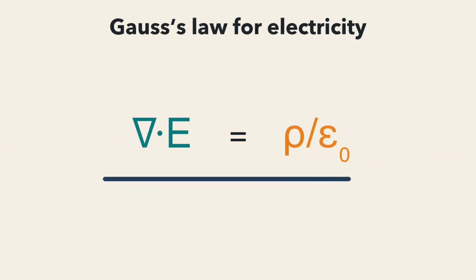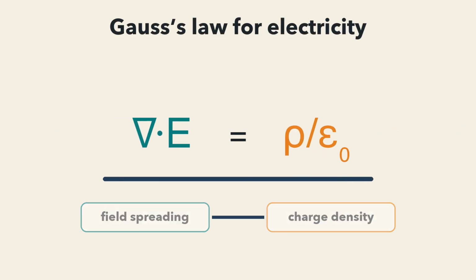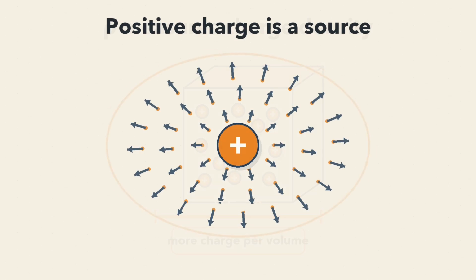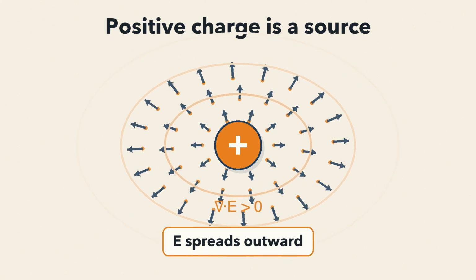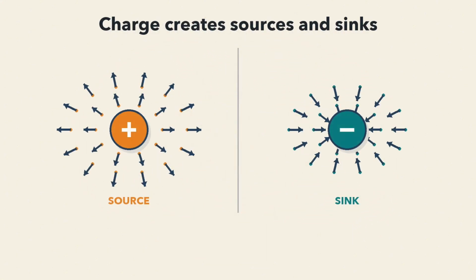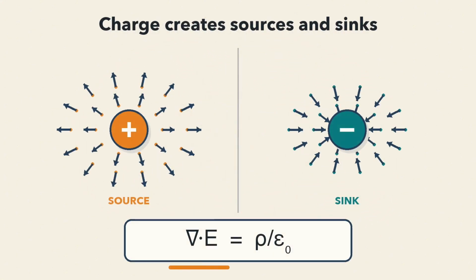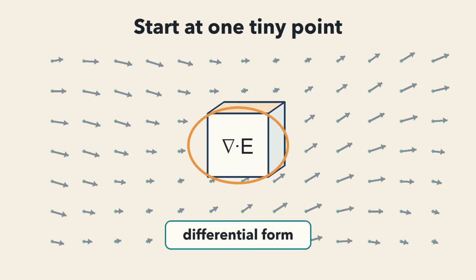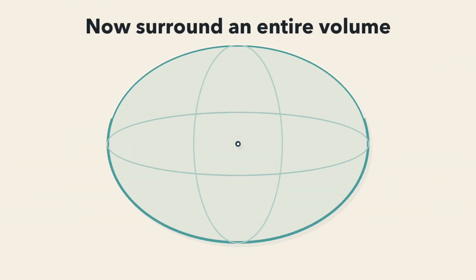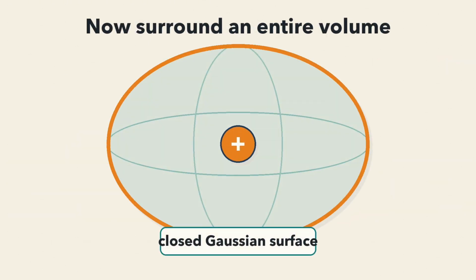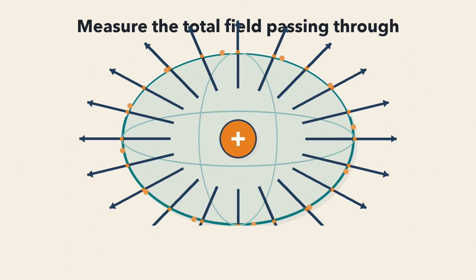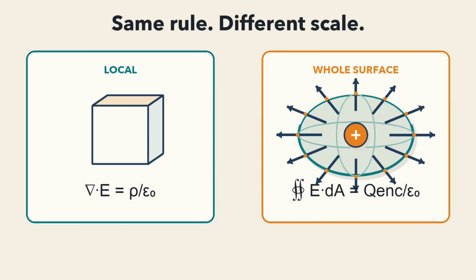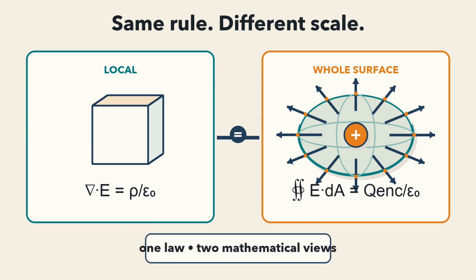Gauss's law for electricity says that the divergence of E is related to charge density. In simple form, it is written as divergence of E equals charge density divided by epsilon naught. This means electric charge acts as a source or sink of the electric field. The same law can also be written using an integral. Instead of examining one tiny point, we surround a volume with a closed surface and measure the total electric field passing through it. The integral form and differential form describe the same rule at different mathematical scales.